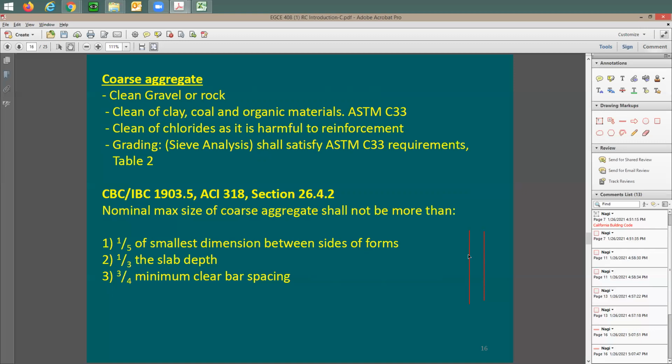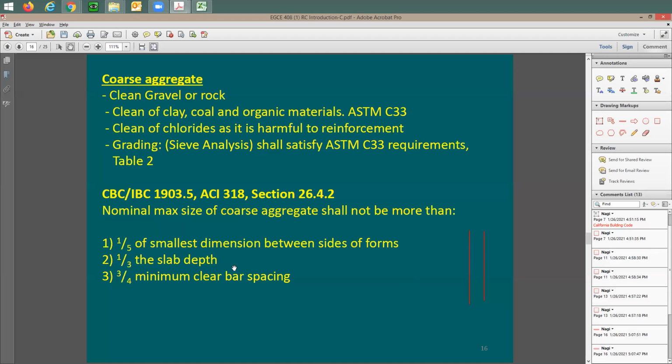So you're not going to have any problem. This piece of rock is not going to get stuck between the 2 rebars. So you can pour the concrete easily. Also, if you are putting this concrete in a concrete slab, you know a concrete slab? The maximum aggregate size cannot be larger than 1/3 of the slab thickness.